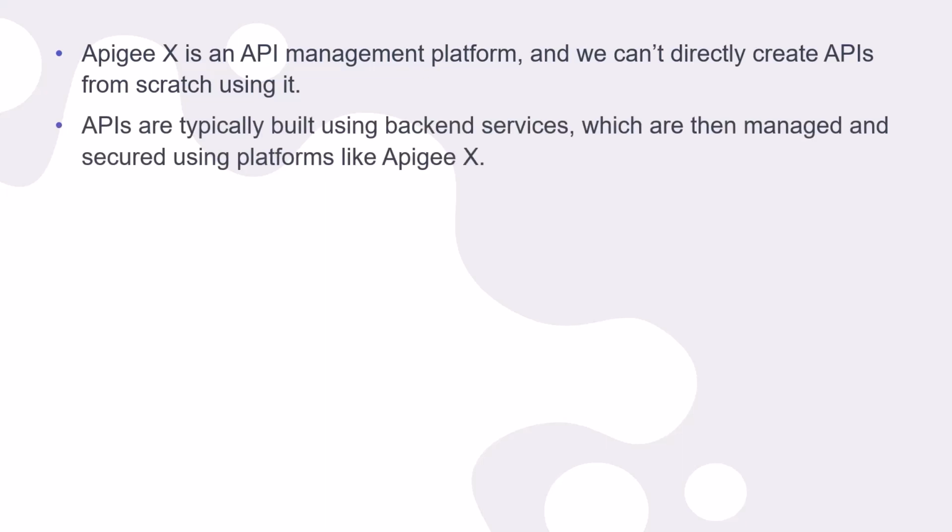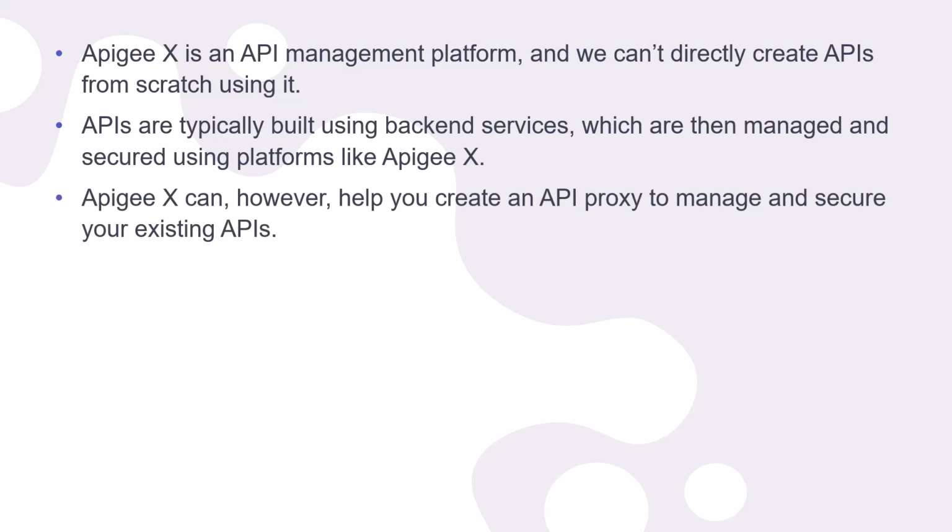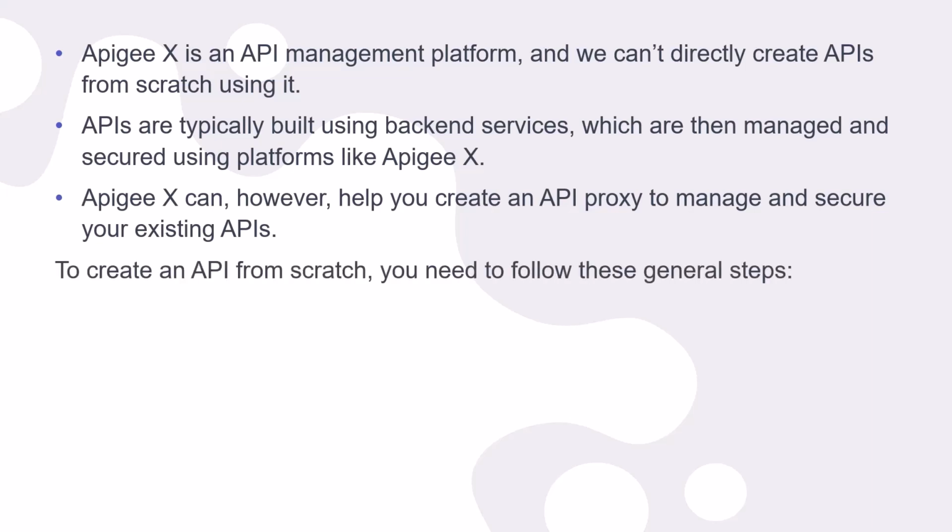APIs are typically built using backend services, which are then managed and secured using platforms like Apigee. Apigee can, however, help you create an API proxy to manage and secure your existing APIs. To create an API from scratch, you need to follow these general steps. So what are these general steps?